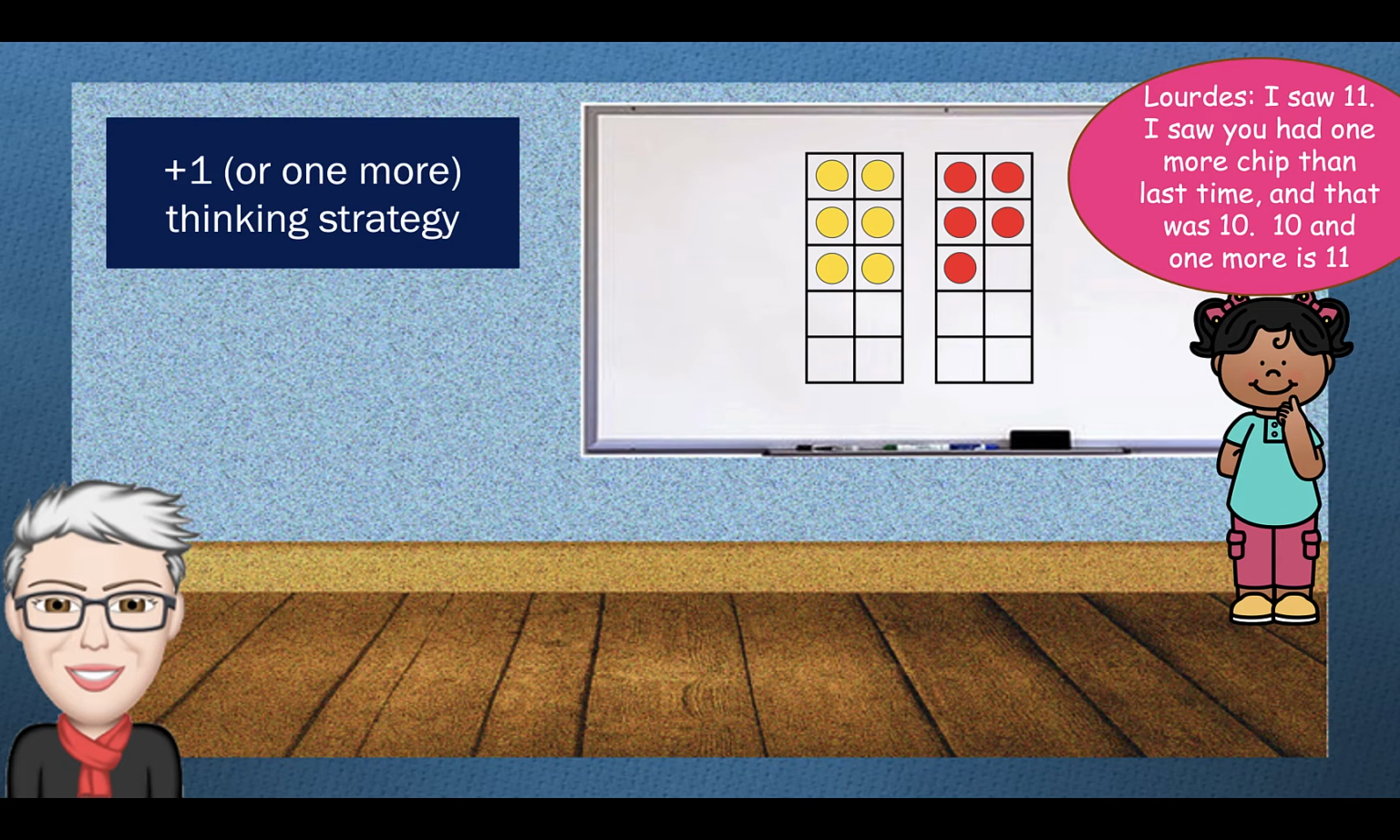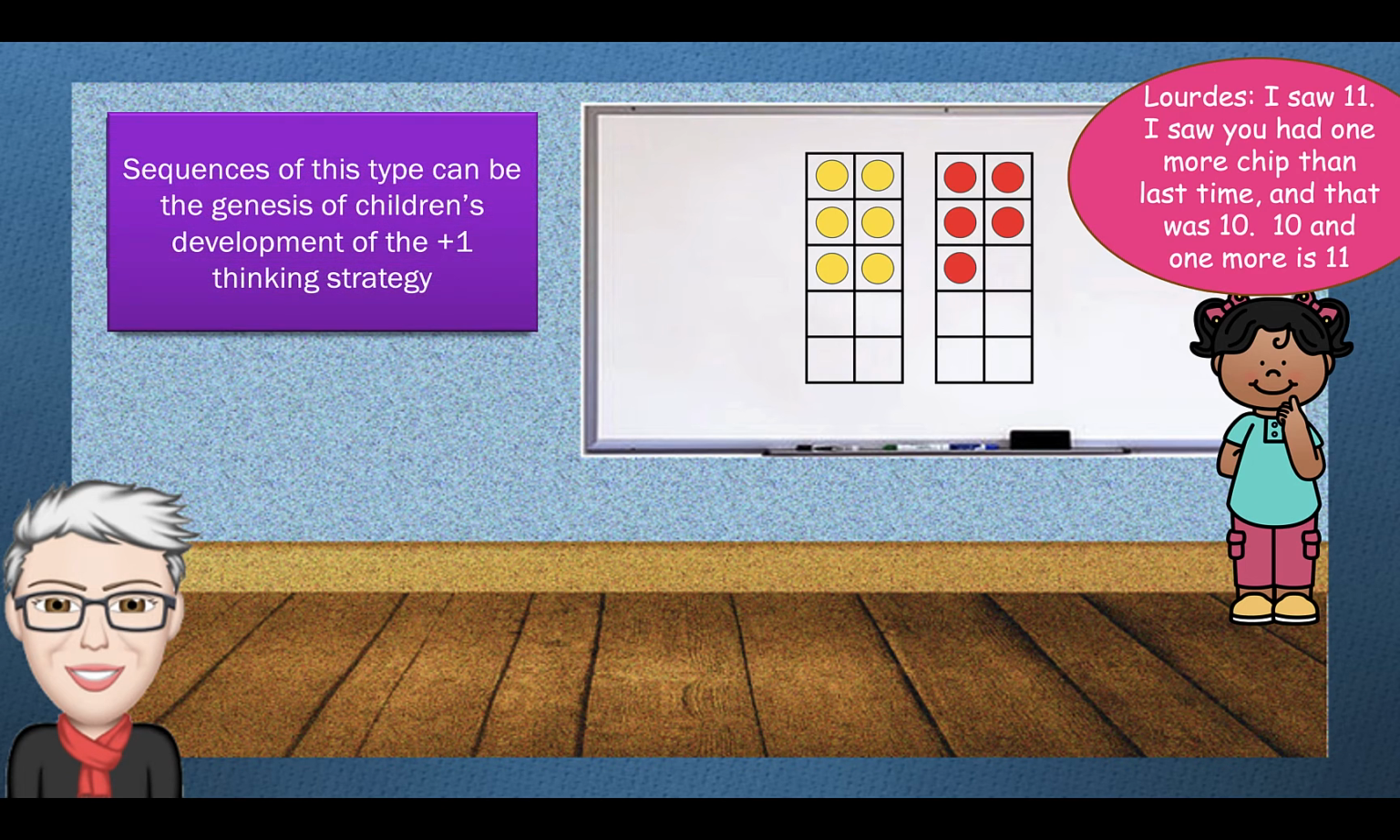Now, typically, we say that a child has used a thinking strategy when the tasks are posed in purely numerical form. So we would not argue that Lourdes reasoned using the +1 thinking strategy. However, we can say that this type of task sequence can be the genesis of children's development of the +1 thinking strategy. In the flashing task, it is more likely that it is the visual imagery that prompted Lourdes to know that the answer was one more.